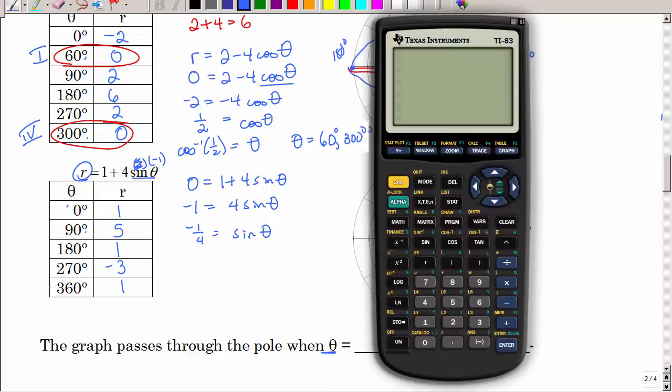Okay. So again, I want to make sure I'm in degree mode because that's what I want my answers in. So I want theta to be the inverse sine of negative 1/4. Now before I punch that into my calculator, I want you to think. What two quadrants is the sine negative? Quadrant 3 and quadrant 4. So I need two answers.